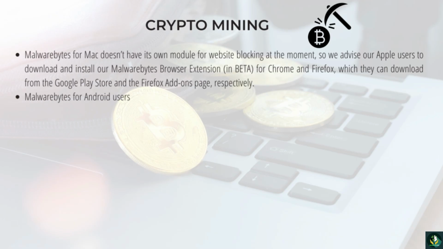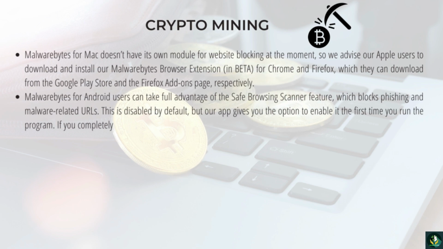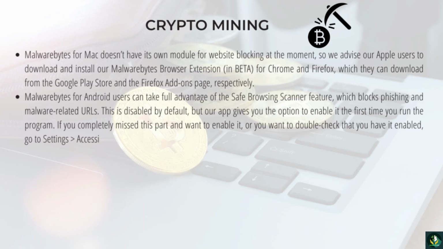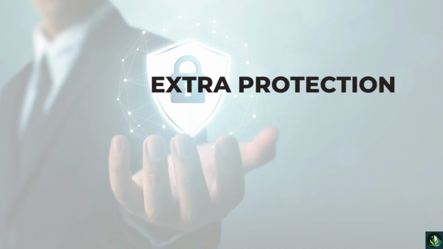Malwarebytes for Android users can take full advantage of the Safe Browsing Scanner feature, which blocks phishing and malware-related URLs. This is disabled by default, but our app gives you the option to enable it the first time you run the program. If you completely miss this part and want to enable it, or if you want to double-check that you have it already enabled, go to Settings, Accessibility. Then, under Services, Malwarebytes Safe Browsing Scanner. See if it's set to On. If not, tap it and swipe the slider to enable. Extra protection.